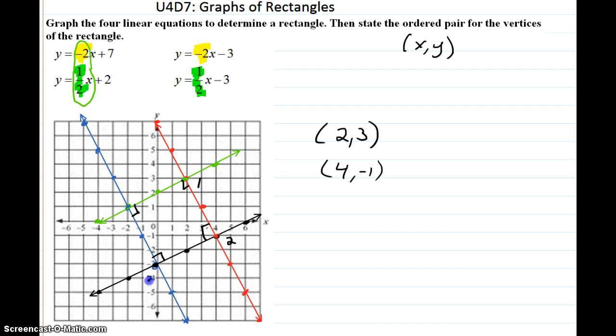Our third one, I don't have to go left, I don't have to go right, so I stay at 0. And I go down 3, so 0, negative 3. And then our final vertex, to the left 2, up 1, negative 2, 1. So we have our graph, the lines cross, they make their four vertices. Now it said graph a rectangle, so it should look something like a rectangle. If you have something that doesn't look like a rectangle, go back and double check your work.